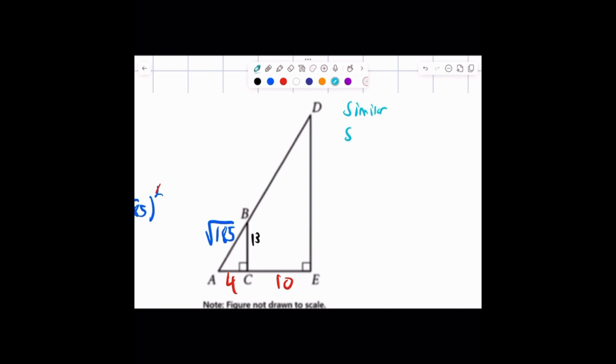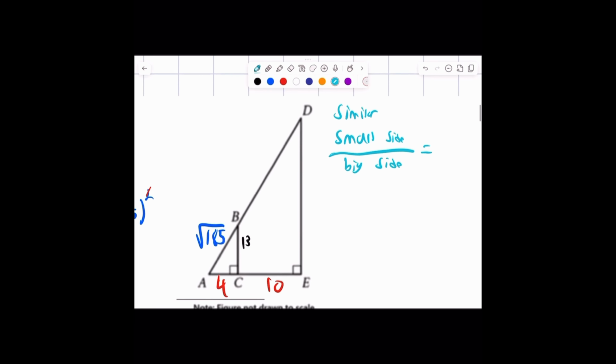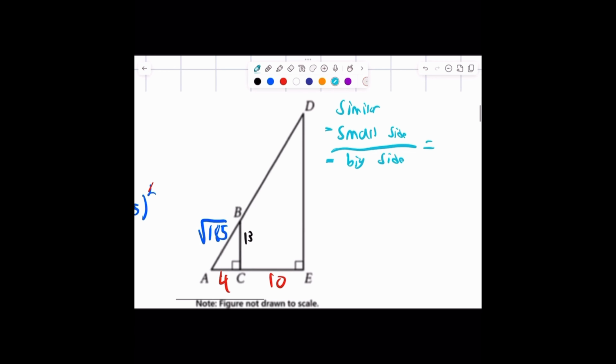So the smaller side over the big side. Now I'll show you what this means. Because these triangles are similar, you could think of this small triangle and big triangle, and their sides, as like cousins or brothers. So for example, this 4, right, is the small side all over the big side, which isn't 10. That's there to confuse you.